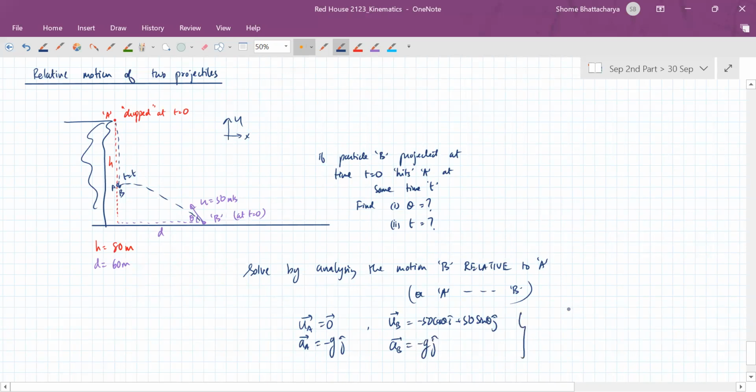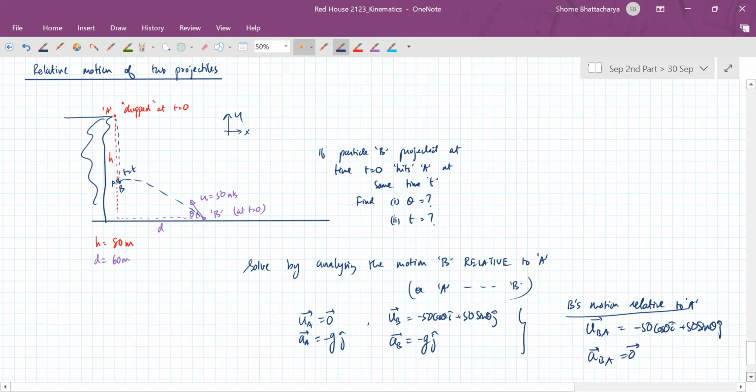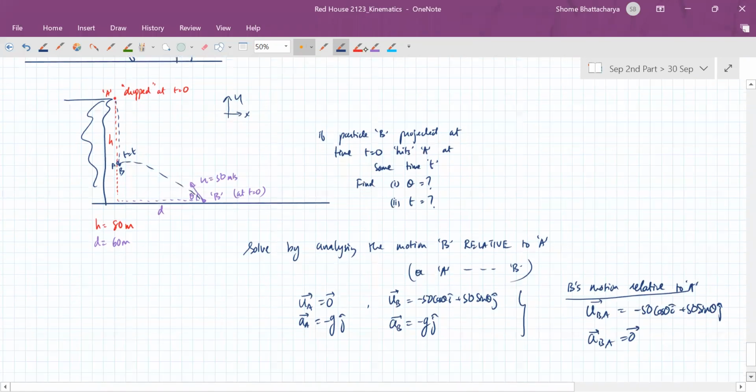So from this information, we can see B's motion relative to A. This is something very interesting. The initial velocity of B with respect to A will be minus 50 cos theta i cap plus 50 sine theta j cap. But what about the acceleration of B with respect to A? That will be zero, because in the ground frame they have common acceleration.